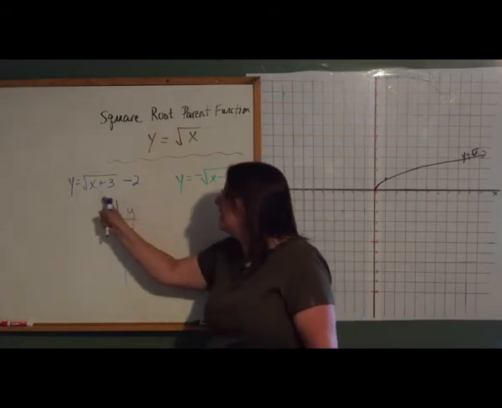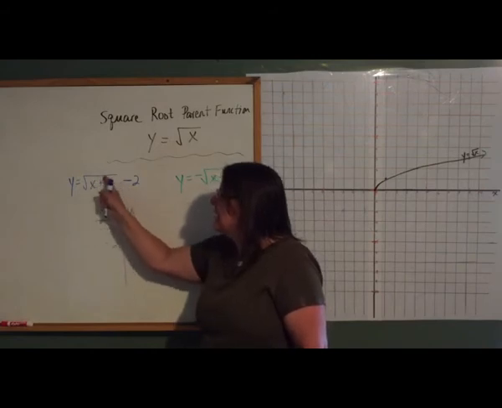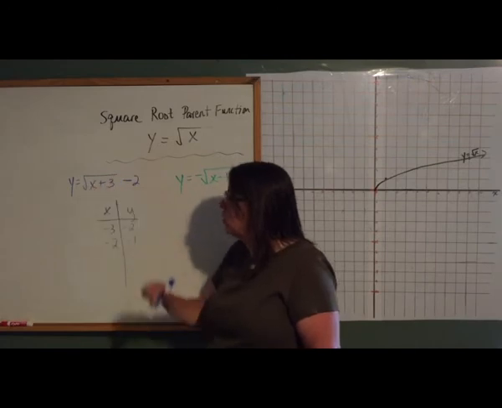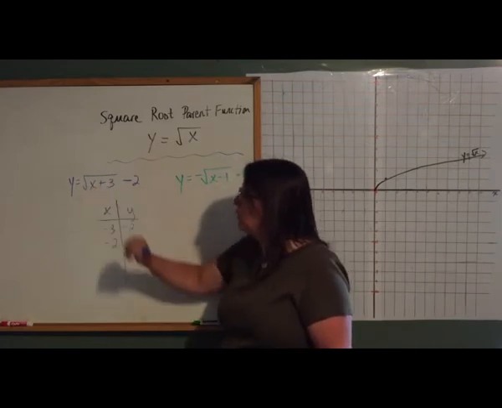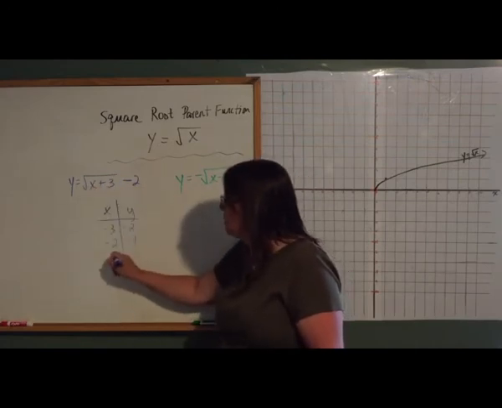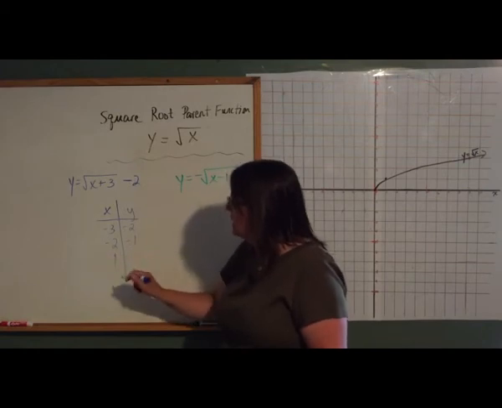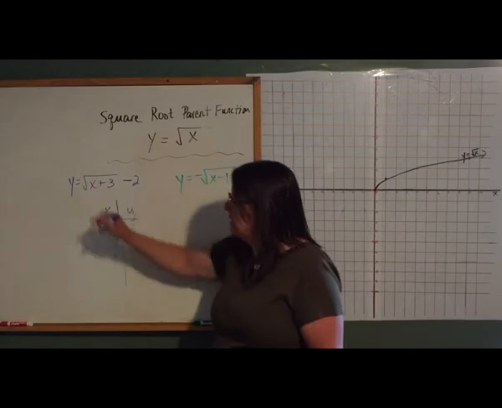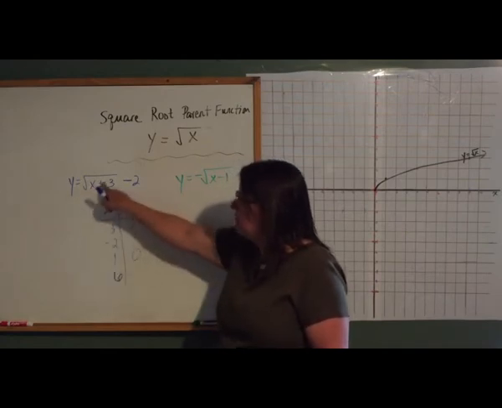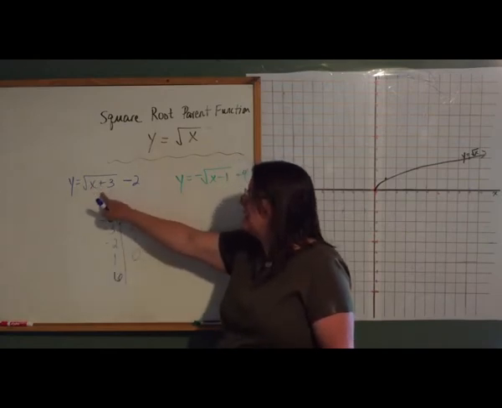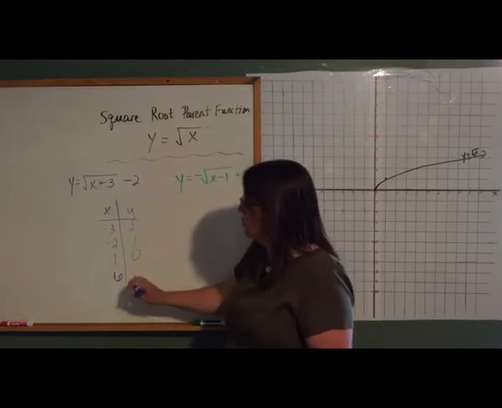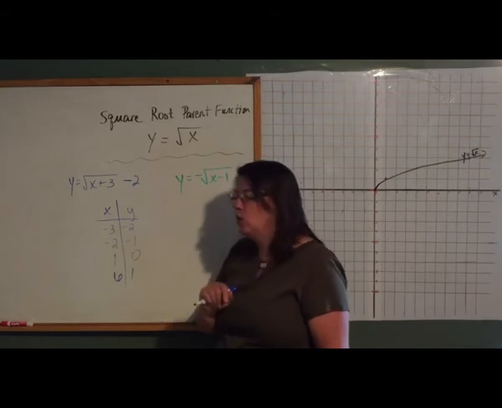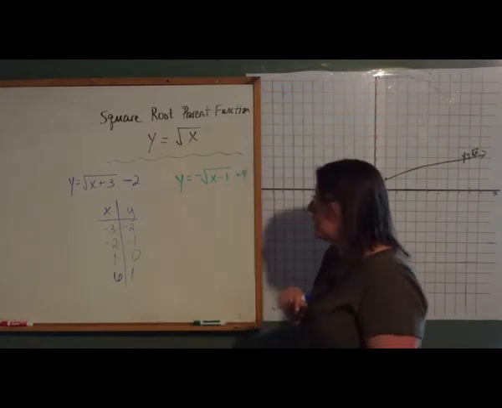What can I plug in here to get a 4 inside, the next square number? Well, if I plug in 1, 1 plus 3 is 4. Square root of 4 is 2. 2 minus 2 is 0. So if I plug in 1, I get 0. So let's see, 6 in for x. That will give me a 9. So square root of 9 is 3. 3 minus 2 is 1. So that gives me some nice whole numbers to plug in to make a graph.